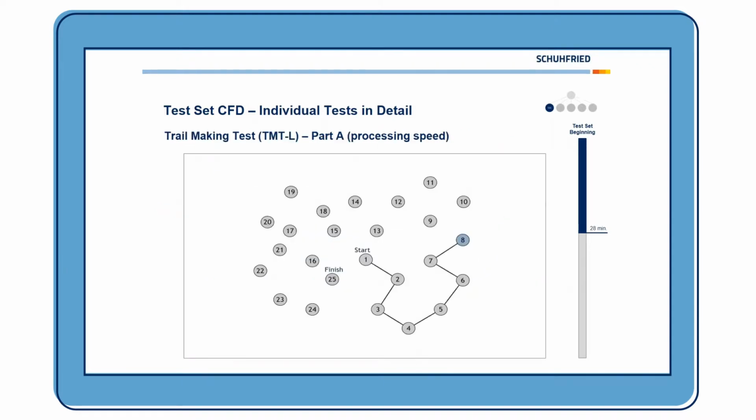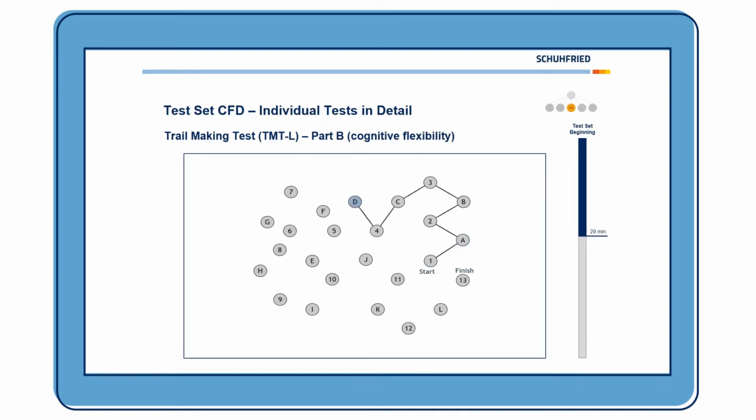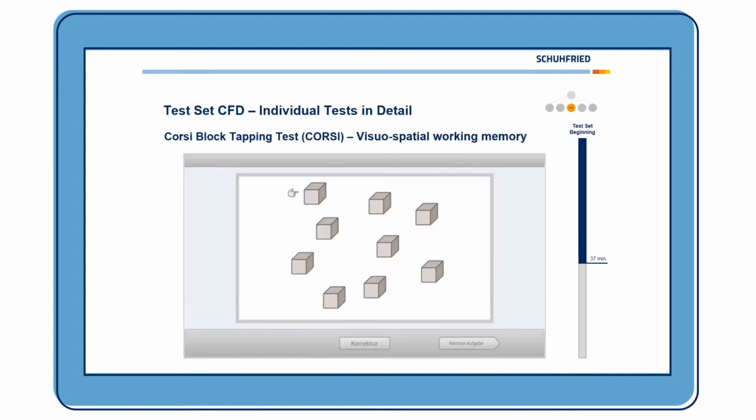The next test is pretty clear and pretty classic as well. It's a trail making test. Part A, which measures processing speed. Here connect the dots in an ascending format, 1, 2, 3, 4, and so on. Afterwards, part B, which is slightly different, which measures cognitive flexibility. So the patient has to connect the numbers and letters in an ascending way. So 1A, 2B, 3C, and so on.